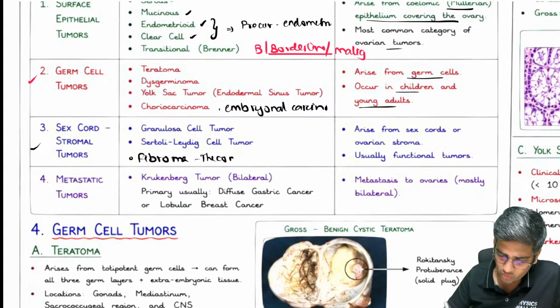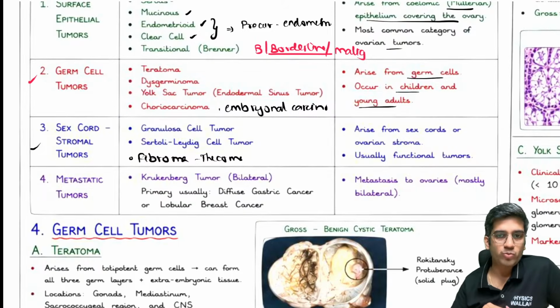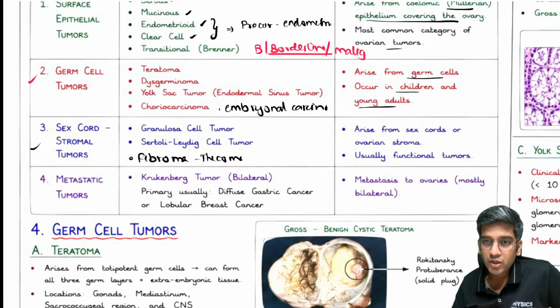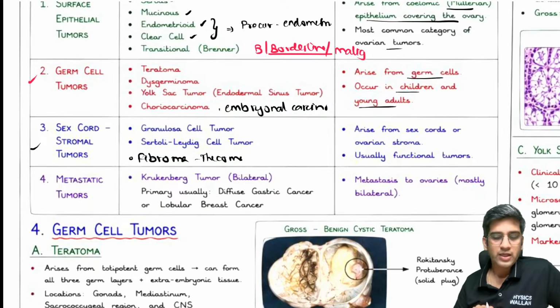These come from the ovarian stroma and the cells in the ovarian stroma. Fine. These tumors can be functional. Granulosa can secrete estrogen, right? About choriocarcinoma, Raviraj? Sure, I'll do it for sure. Fine. They arise from the sex cord and the ovarian stroma.